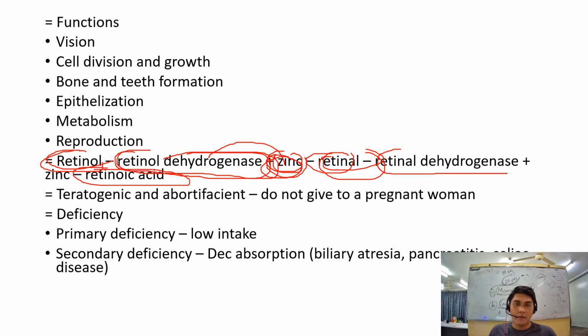Now, regarding the forms of deficiency for vitamin A, you have primary deficiency and secondary deficiency. For primary deficiency, there's low intake of food rich in vitamin A. For secondary, the problem is in the absorption, meaning there's a problem with your gastrointestinal tract. For example, if there's pancreatitis, there's a problem with the production of enzymes, or if there's gallstone, it can also cause a problem with the absorption of vitamin A. So those are the functions of vitamin A and types of vitamin A deficiency.